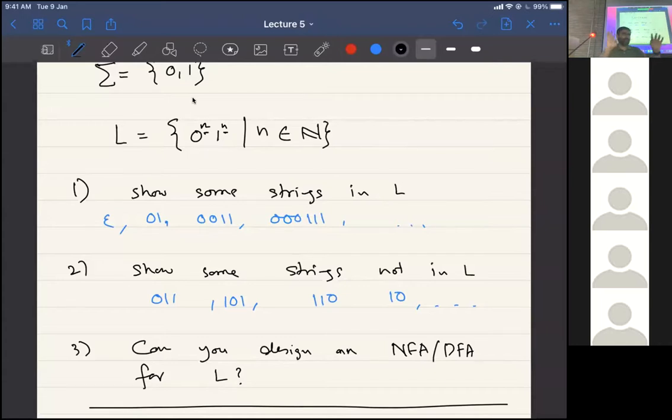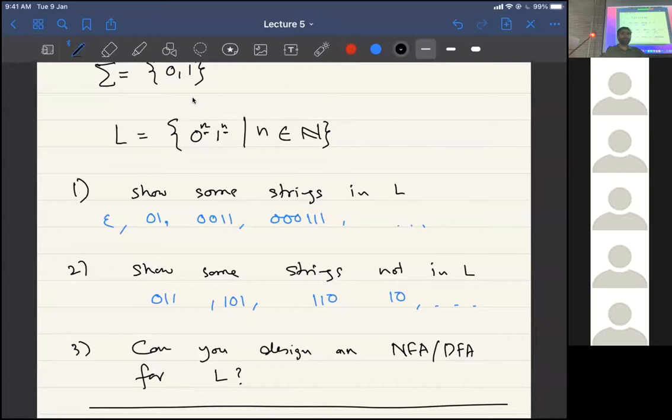Okay, imagine, assume that there exists a machine, a DFA that accepts this language. So it means that that machine must read the first zero. Imagine there are some finite number of zeros and then exactly the same number of ones after the zeros. So the machine would read the first zero, then the second zero, then the third zero, and so on till the last zero.